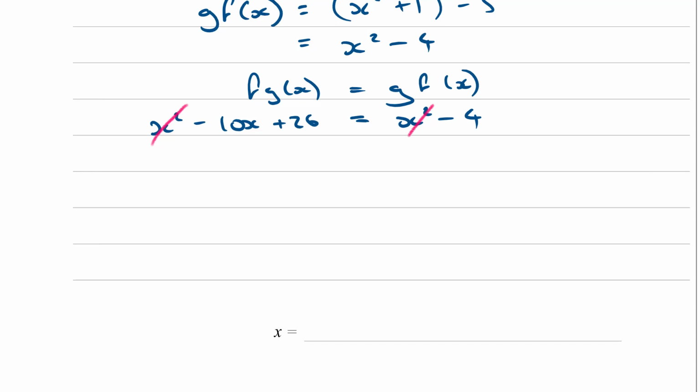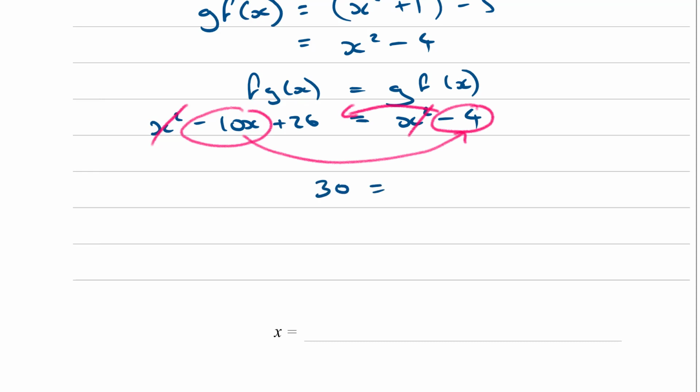Okay, so I'm going to move the minus 10x to this side, and I'm going to move the minus 4 to this side. So that gives me 26 plus 4 is 30 equals 10x. So x equals 3.